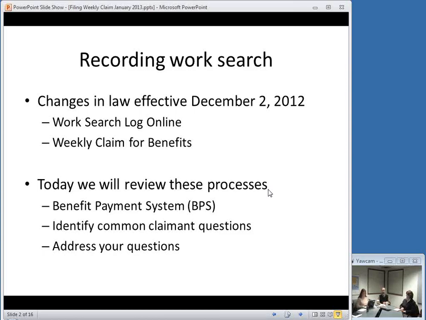Today, I would like to identify this benefit payment system. This is the program claimants will be using to file online claims. I can give you some of the common questions that claimants have, and you may also have some experience with claimants that I would really like to get your input on, and answer questions that you may have had from claimants that seem to come up regularly.